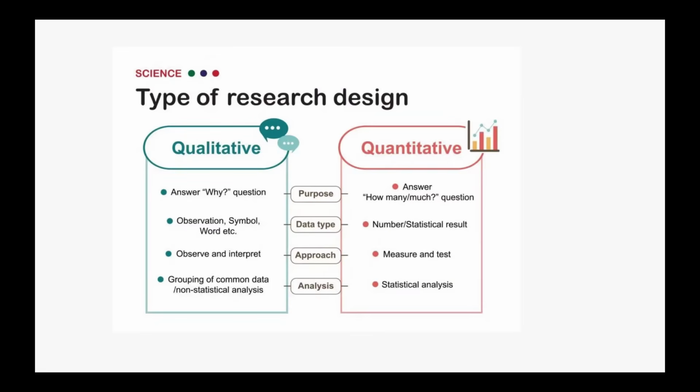Okay. So these are the two types of research design. You have qualitative or quantitative. So we're reviewing this because when stating your objectives, you use action words depending on whether your research is qualitative or quantitative. So as a review, qualitative studies answer the why question. They observe and interpret, and they group common data without using statistical analysis.